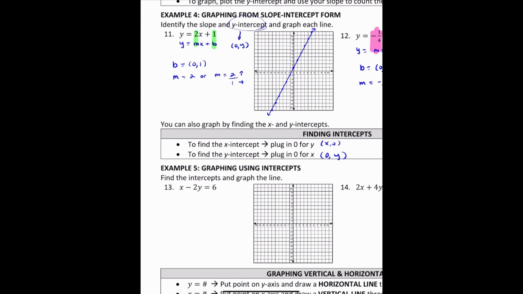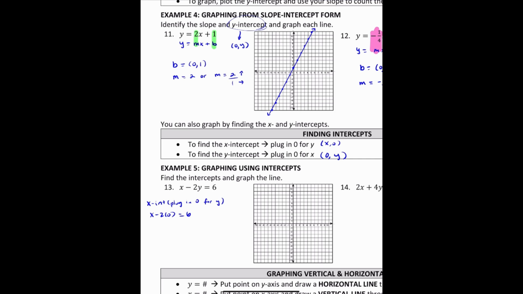Okay? Now let's take a look at number 13. It says find the intercepts and graph the line. So when I'm trying to find the x-intercept, all I need to do is plug in 0 for y. So I have x minus 2 times 0 equals 6. Okay, so x minus 2y equals 6. All I did was replace the y with 0.